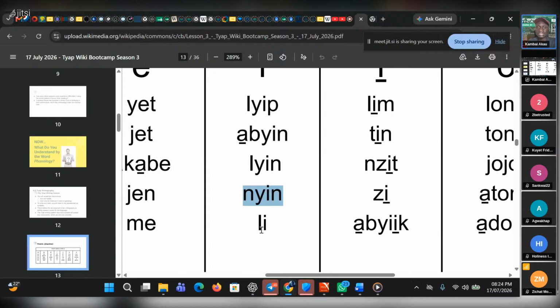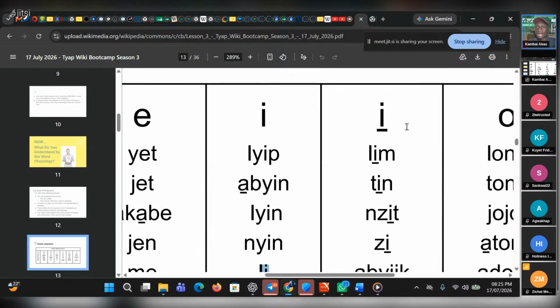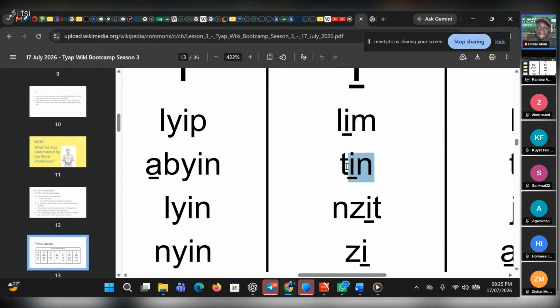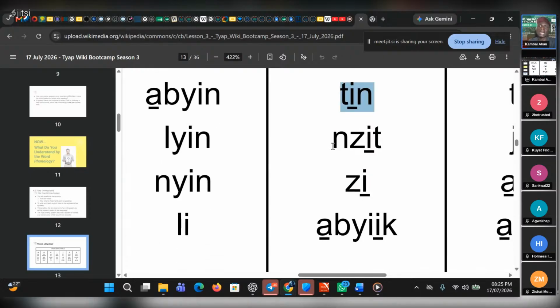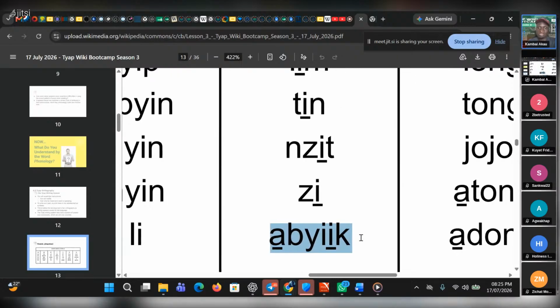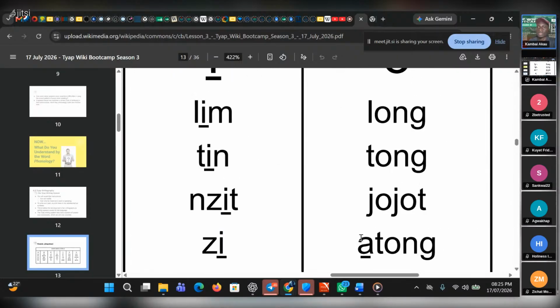And then we have live, to ask, a bien, land or country or state, and then lien, darkness or to lack something, and then yin is you, plural, and then li is to see. And then we have the sound lum. Lum is tail, tin is to remove or to delete something, and then nzit, us, and then z is we. So this is subject, this is object. This is a woman or wife.